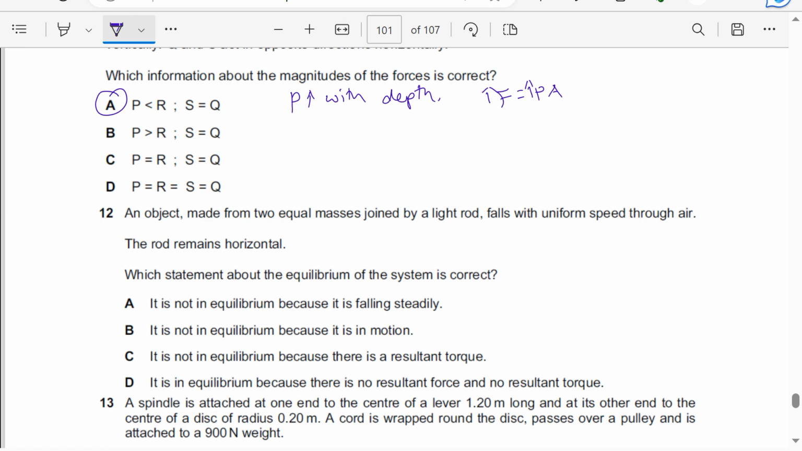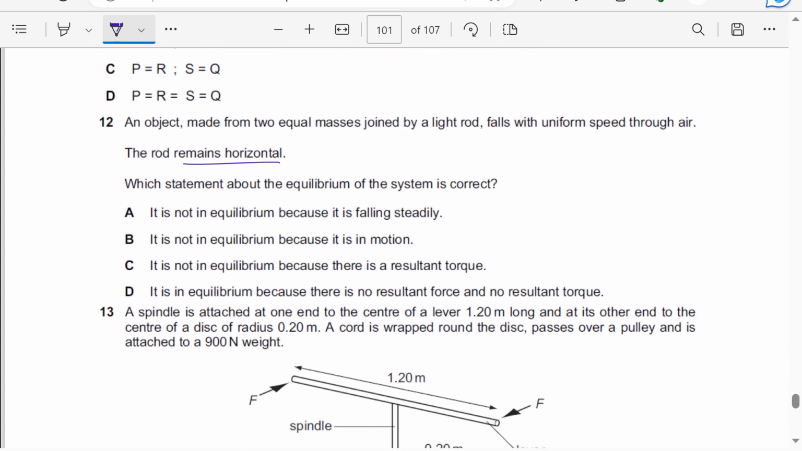An object made from two equal masses joined by a light rod falls with uniform speed through air. Which statement about the equilibrium of the system is correct? The rod remains horizontal. Okay. It is falling in air with a uniform speed. So it is not in equilibrium because it is falling steadily? That is not true. It is not in equilibrium because it is in motion? It is actually in equilibrium.